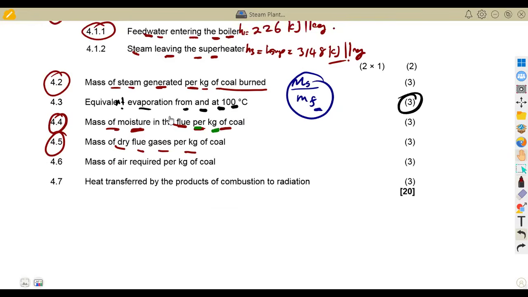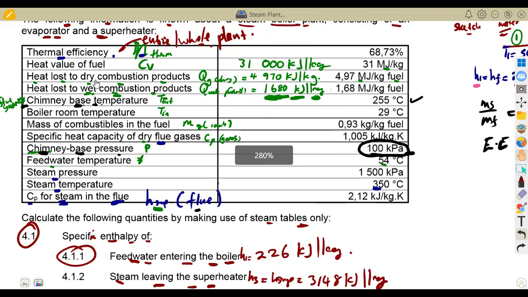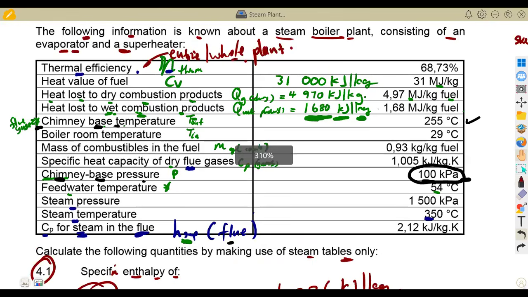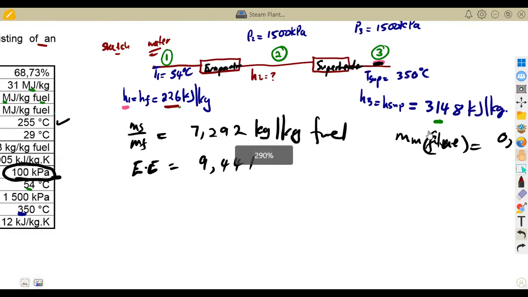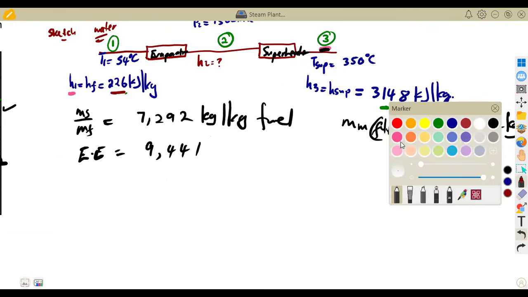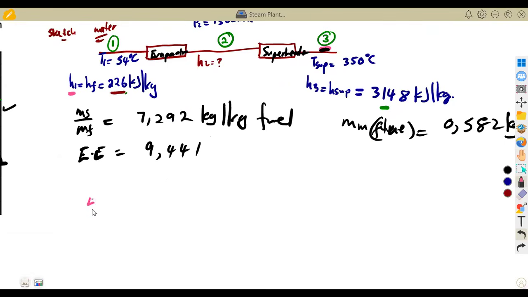Why? Because we have the Q for the heat lost to the dry combustion products. So we can do the same thing, but how do we find this Q for the dry products? I think this is the one that I mentioned before. Q for the dry products is equivalent to the mass of the dry products times the specific heat capacity for the dry products times the change in temperature for those dry products. So I'm just going to use G for dry.